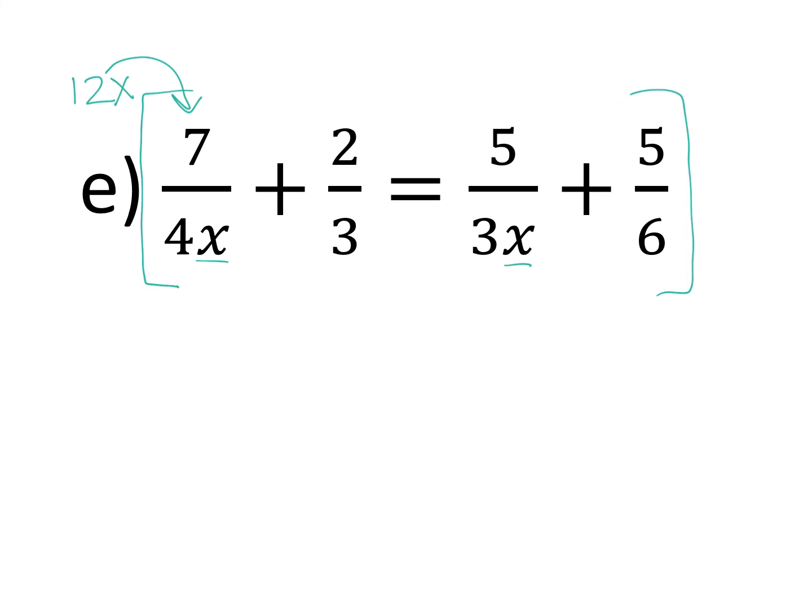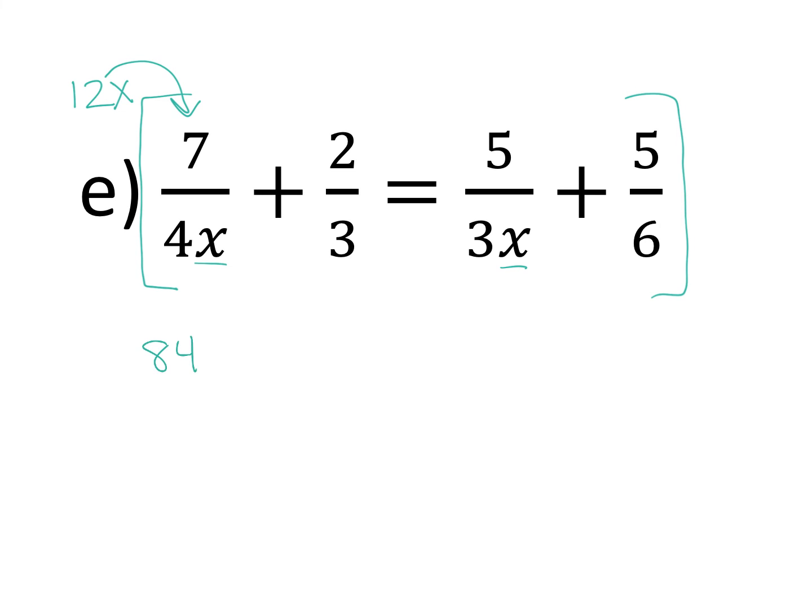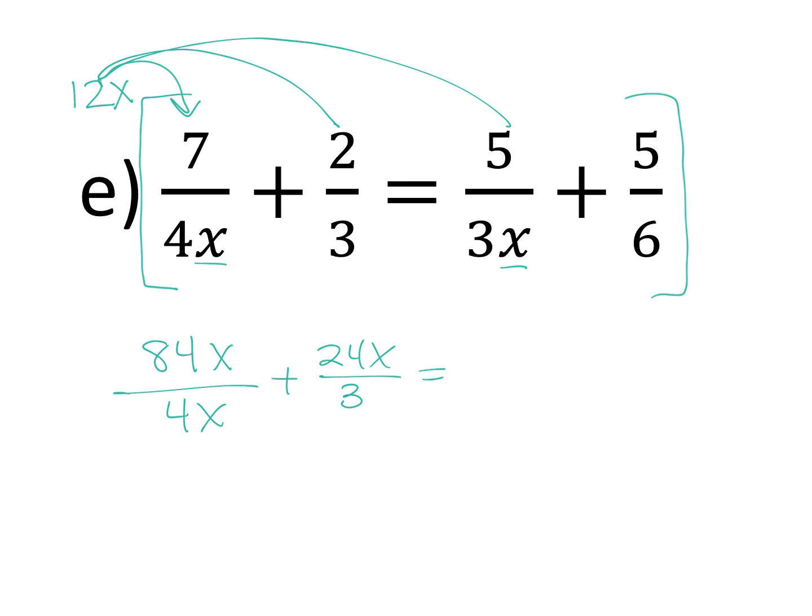So we're going to distribute that. 12 times 7, that's 84x over 4x. 12x times 2 is 24x over 3. 12 times 5 is 60x over 3x. And 12 times 5 is 60x over 6.